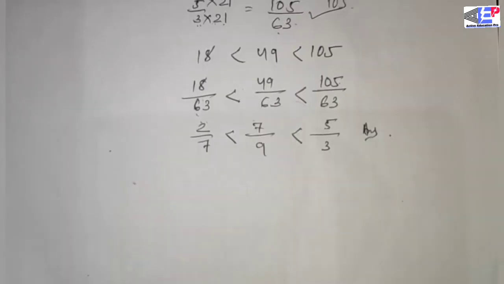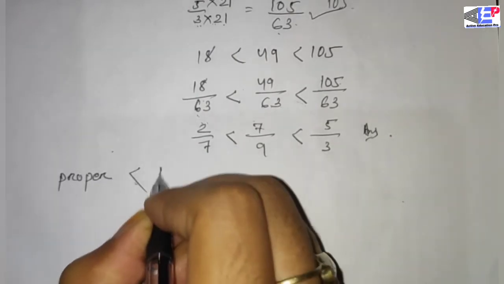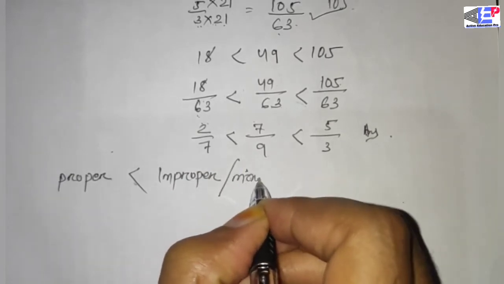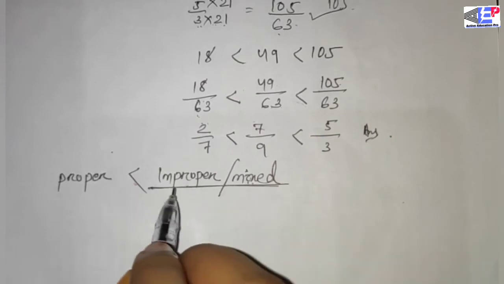And one more thing about comparison of fractions. A proper fraction is always smaller than an improper fraction, or you can say a mixed fraction, because, as you already know, I have uploaded my video on how to convert a mixed fraction to an improper fraction and an improper fraction to a mixed fraction. So you can write here a proper fraction is always smaller than improper, or you can say mixed fraction, because you can present an improper fraction as a mixed fraction and a mixed fraction as an improper fraction.